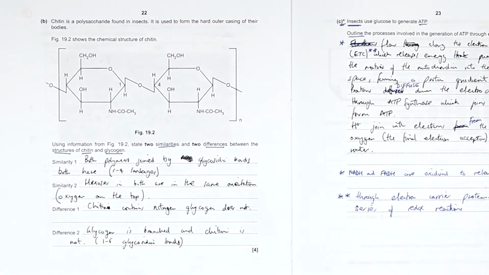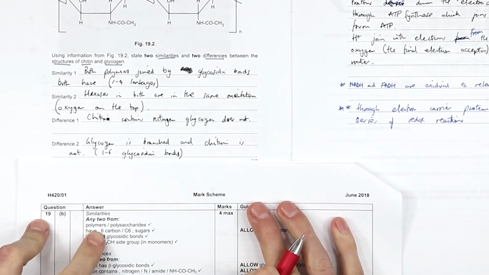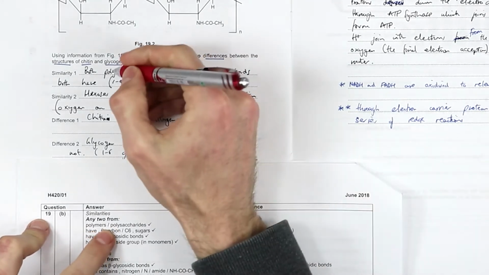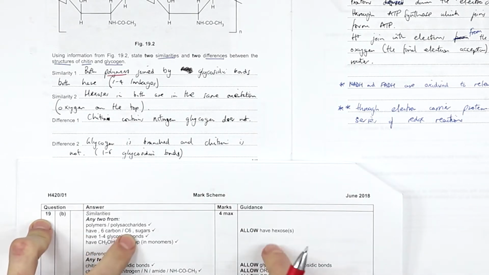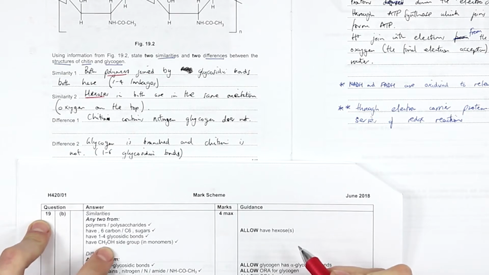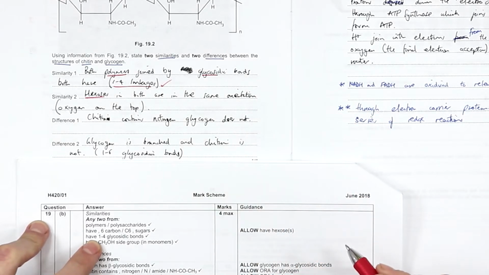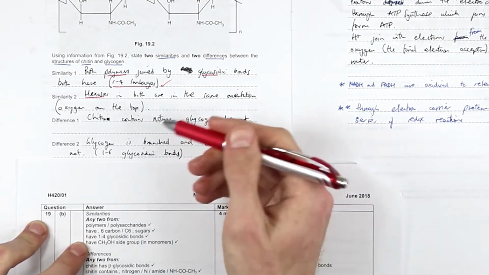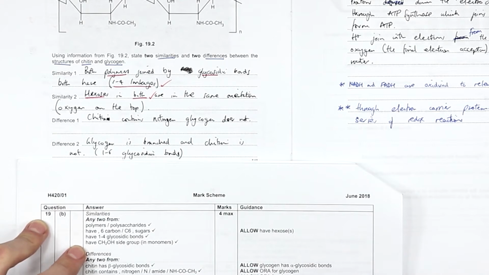Similarities and differences between chitin and glycogen. Similarities: polymers or polysaccharides. Both are polymers. Well, we've got polymers there, and that's it. Both have 6 carbons. 6 carbon sugars. Allow have hexoses. Are both in the same orientation. Have this side group CH2OH. Both have 1,4 glycosidic bonds. So I've kind of double stacked that question. In the same orientation, there's nothing about the orientation. Hexoses are in both. So I think this is fine for the hexoses.